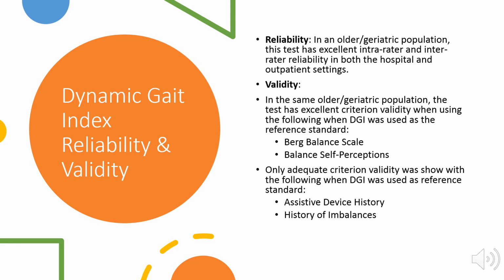The Dynamic Gait Index also has excellent criterion validity when looking at the same geriatric population and when referenced with a Berg Balance Scale or the Balanced Self-Perceptions Test. However, its validity drops when referenced with either the assistive device history or the history of imbalances.